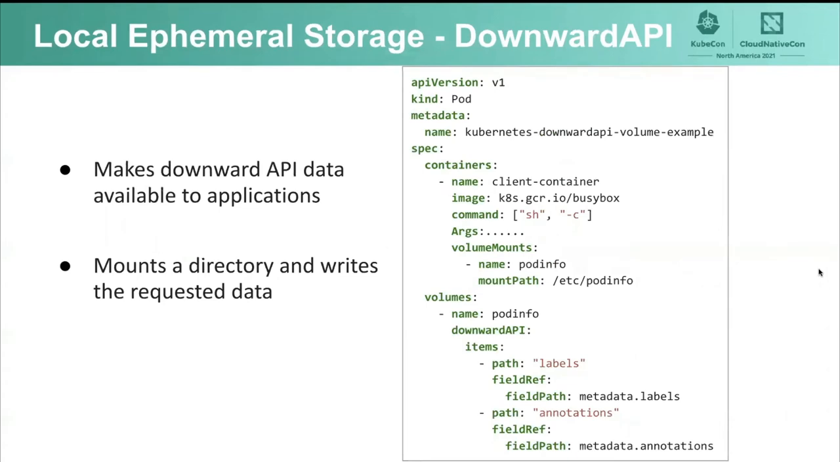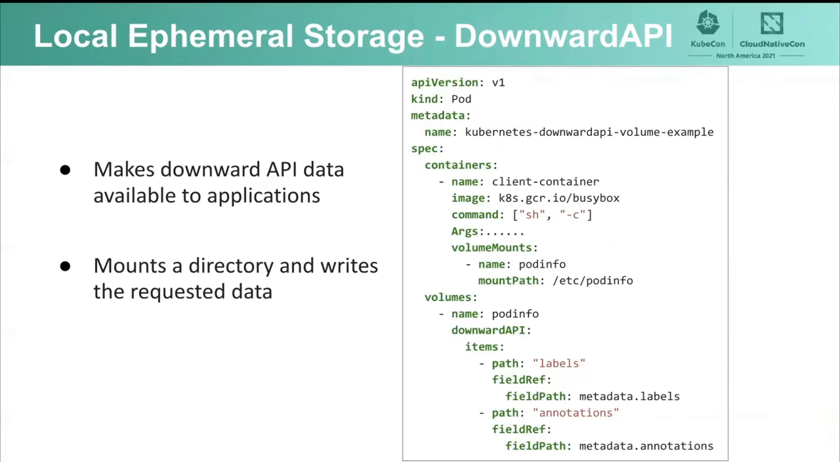Here's an example of the downward API volume. It makes downward API data available to the applications. It mounts a directory and writes the requested data in plain text files. In the pod YAML file, you can see that the pod has a downward API volume and the container mounts the volume at a specified location.